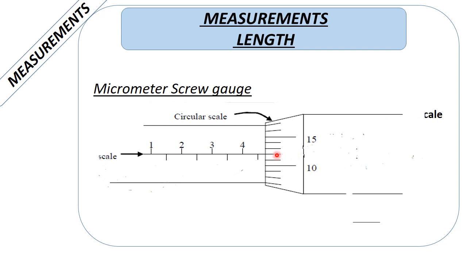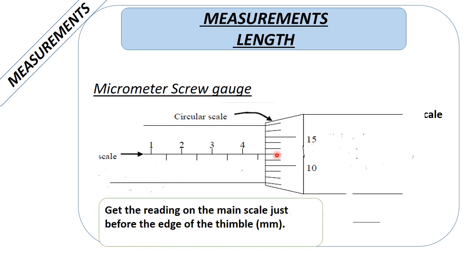There are two steps to be followed. The first one says get the reading on the main scale just before the edge of the thimble. So this is the thimble, and its edge is here. The reading just before this one is here. If this wasn't here, then it could have been this one, but it is here. What's the value here? We can see that this is 3 and this is 4, and in between it must be 3.5. The same can be extended here. If this is 4, then this must be 4.5.